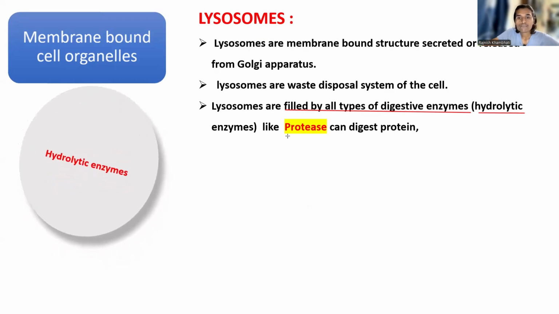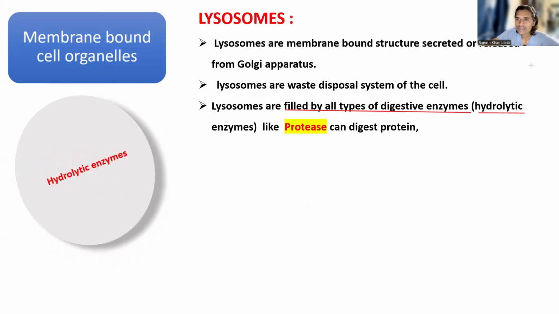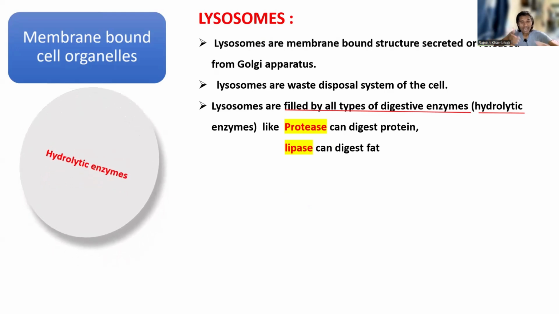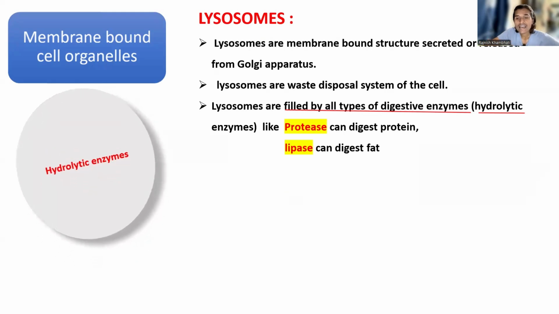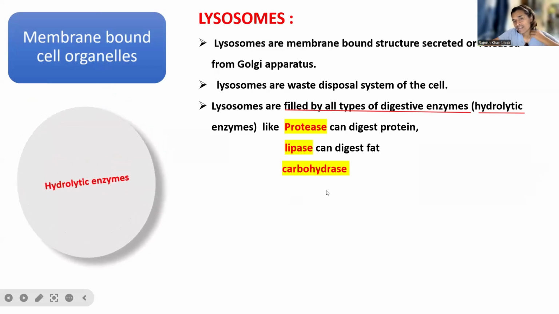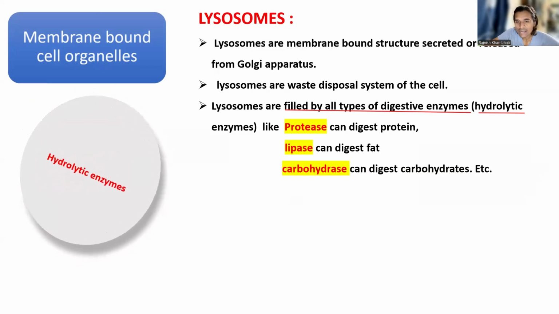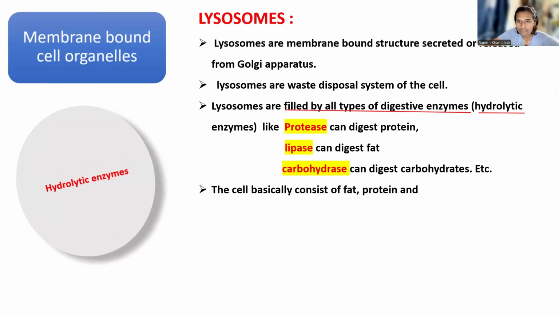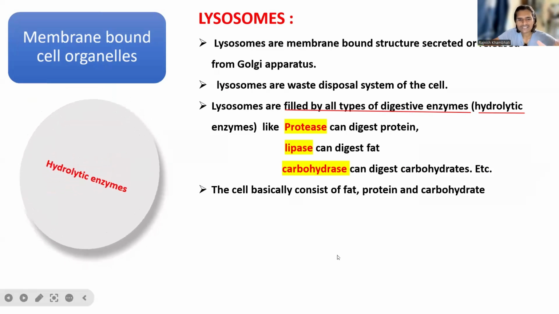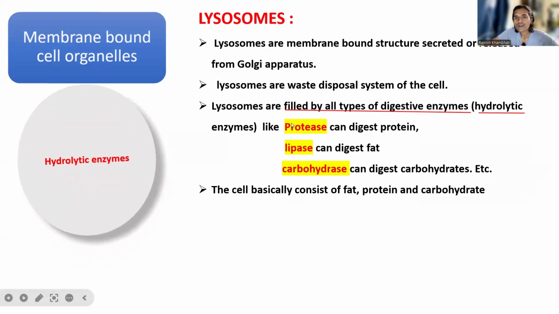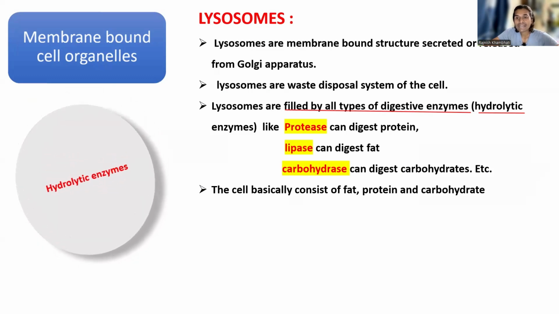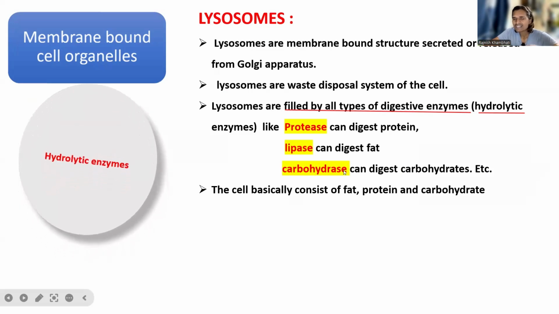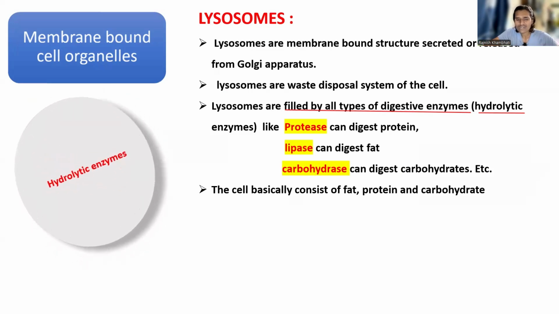For example, protease can digest protein. These enzymes are normally capable of digesting everything. Lipase can digest fat, and carbohydrases can digest carbohydrates. And the cell basically consists of fat, protein, and carbohydrate. Now just imagine the lysosome's function is to digest. It is packed with digestive enzymes like protease, lipase, carbohydrases. Then there are some other enzymes also present, like nuclease.